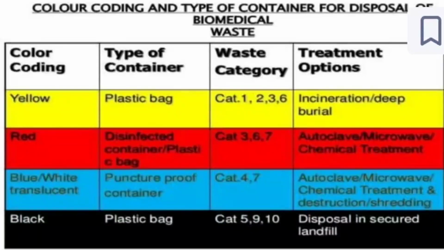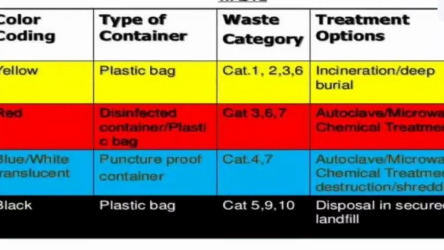Yellow type of container, plastic bag. So here waste category 1, category 2, category 3 and category 6. Already we have seen many categories, no? Under that, category 1, 2, 3 and 6 come under the yellow category. Treatment options, incineration or deep burial.